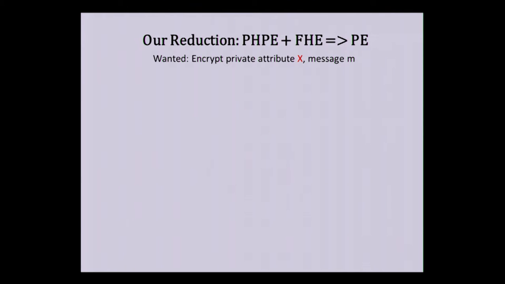So let's recap what it is that we want. We want to encrypt the private attribute x together with the message m. What we have is a partially hidden predicate encryption. And the first thing that we're going to do is take the attribute x and encrypt it with a fully homomorphic encryption. So we're going to generate a fully homomorphic secret key and encrypt x. The resulting ciphertext c prime we're going to treat as a public component for the attribute of partially hidden predicate encryption. And the secret key from the fully homomorphic encryption is going to be treated as a secret component of the attribute of the partially hidden predicate encryption. We're going to take the ciphertext and the secret key and the message, and run them through the encryption algorithm to obtain a ciphertext.